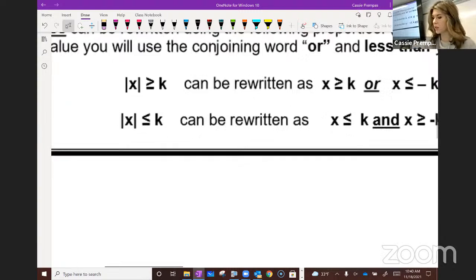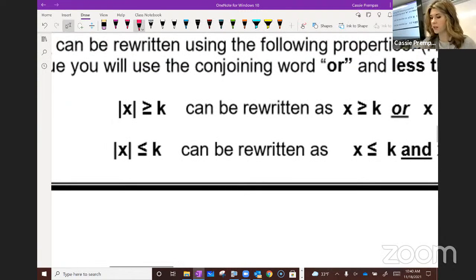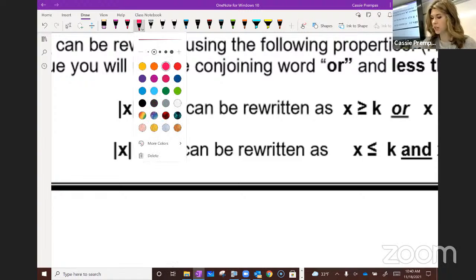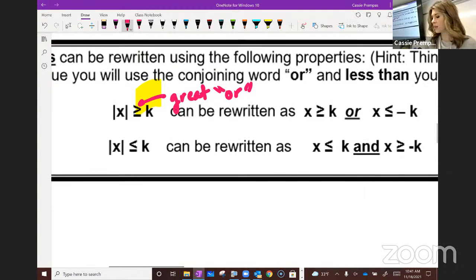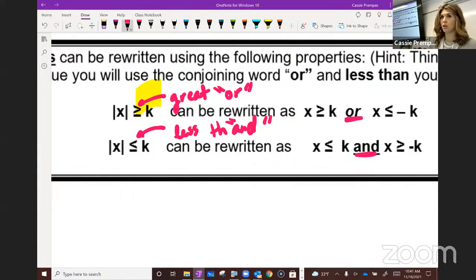So take a look at this situation here. If I'm solving for x, this piece here would be a greater than symbol. I just misspelled the word greater to help me remember this is going to be an or compound inequality. If it's a less than symbol, I add the letter D to the end to help me remember it's going to be an and situation.